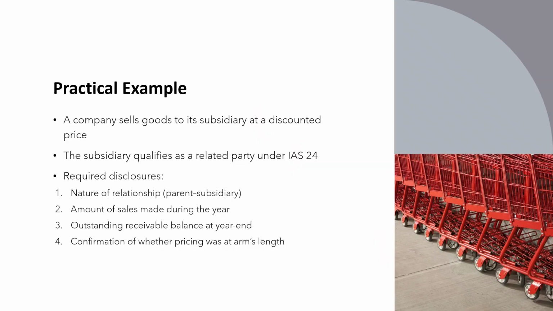Let's look at a simple example. Suppose a company sells goods to its subsidiary at a discounted price. Since a subsidiary is a related party, the company must disclose the relationship, the value of sales, and any outstanding balance. It must also clarify whether the transaction was done at market price or not. This ensures users understand how group relationships affect reported results.